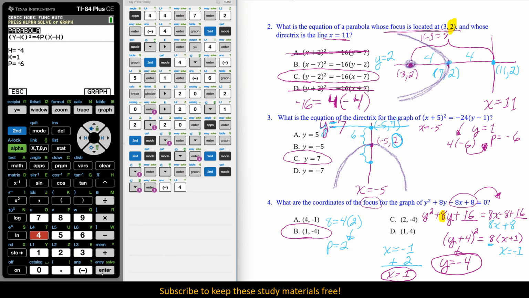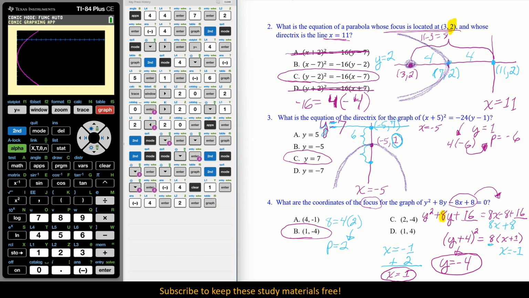My h is, oh my goodness, no, clear that out. My h is 1, and you enter, and the y is minus 4. There we go. And our p is 2, and I have to push enter, it won't take. Now let's graph that, and lo and behold, I was correct.